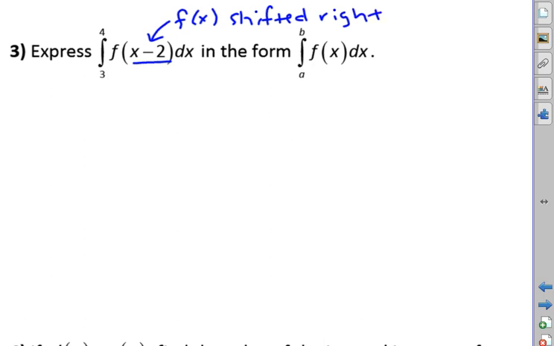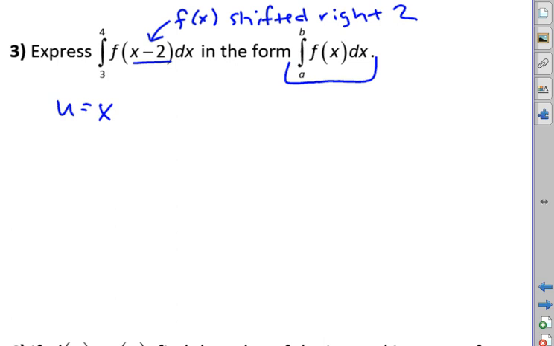right 2 spaces. All right, so if you were to want to now put this in the form of just f of x dx, so without the shift, then from what we did at the very beginning, this makes sense, but I just want to reiterate it one more time.